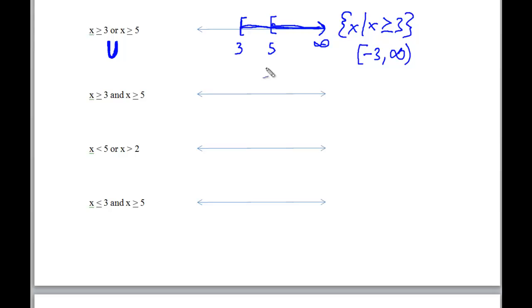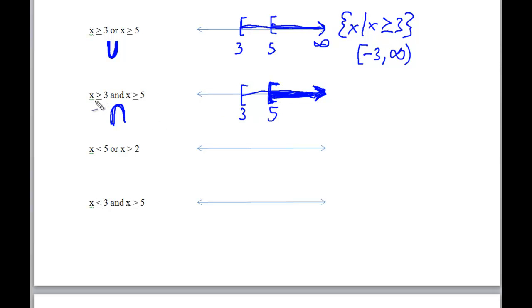So you'll notice that all of these are going to be kind of special, especially with the words here, because you'll notice this is the same problem, but it says "and." So it's the same picture as above. I have 3 going to infinity, and I have 5 going to infinity, but since it's "and," I'm only looking at what they both have in common, and that will be this bracket right here. This bracket starting at 5 is the only one that's going to be counted because it's "and."